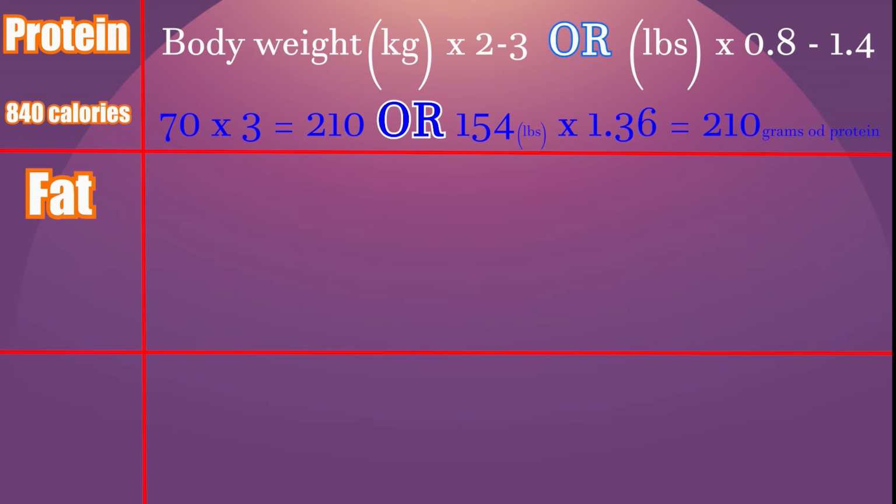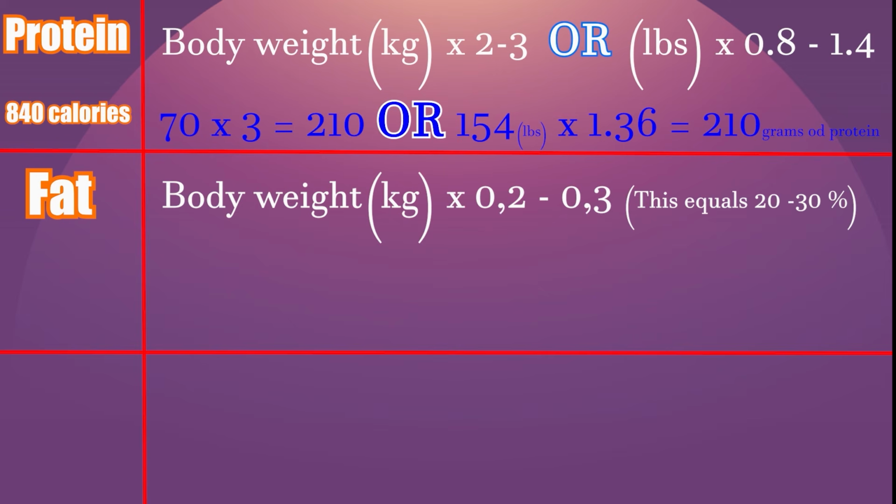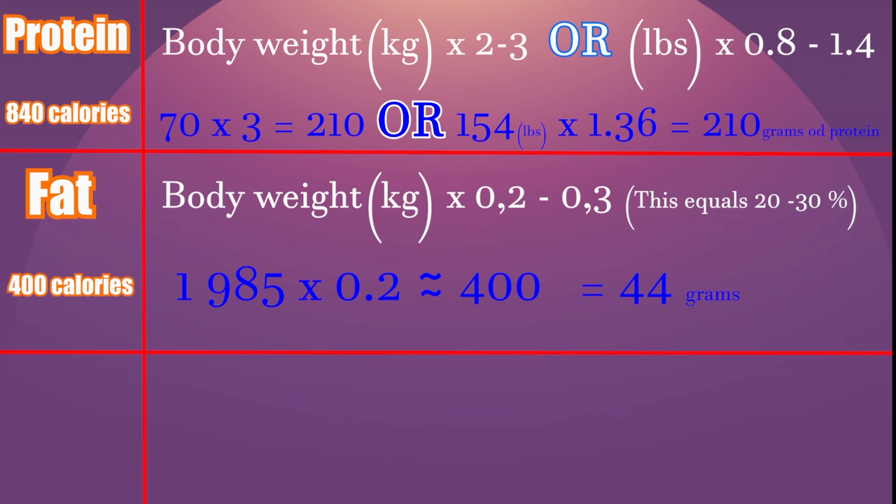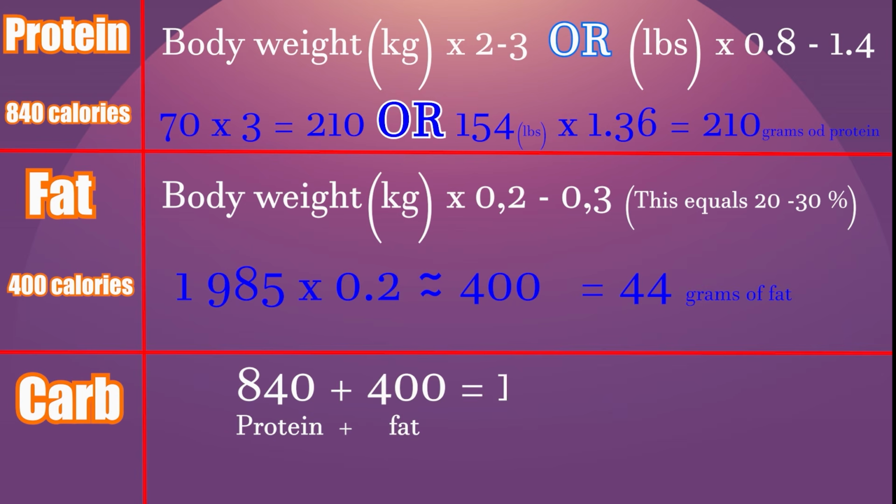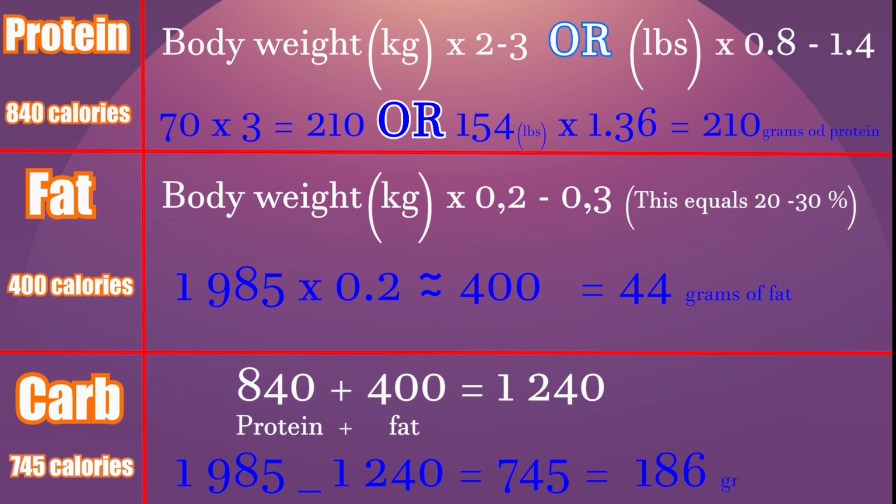For fat, take 20 to 30% of his total daily calorie need, which is 1985. 1985 times 20% is 397 calories, almost 400 from fat, which equals 44 grams of fat. The remaining calories come from carb. Now, 840 calories from protein plus 400 from fat equals 1240. 1985, which is the total need, minus 1240 equals 745 calories from carb, and that is 186 grams of carb.